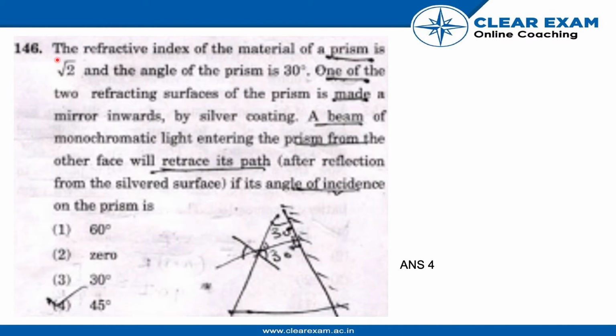Hello, so the question number 146: the refractive index of a material of a prism is √2 and the angle of prism is 30 degrees. One of the two refracting surfaces of the prism is made a mirror by silver coating. A beam of monochromatic light entering the prism from the other face will retrace its path after reflection from the silvered surface, if its angle of incidence on the prism is: 60, 0, 30, 45.